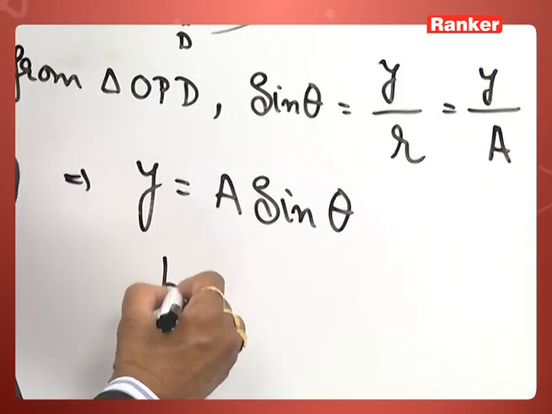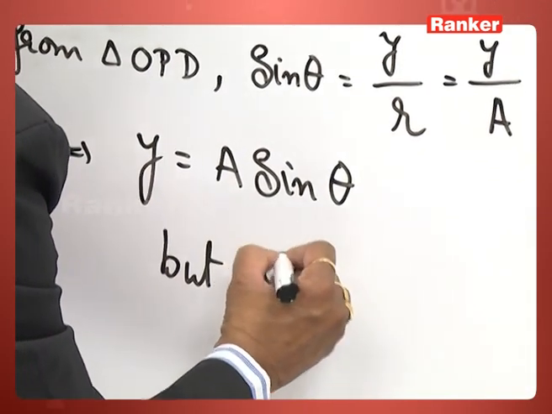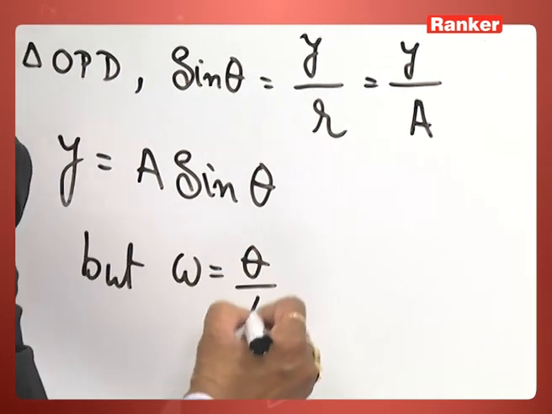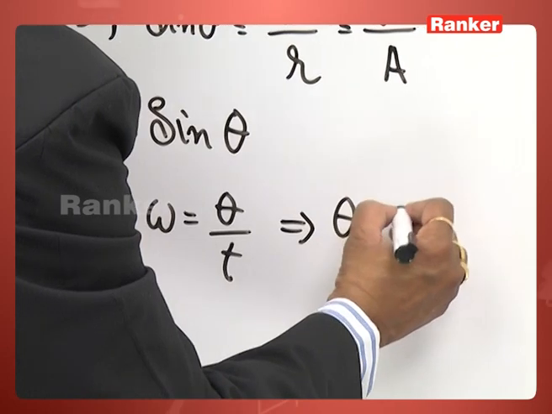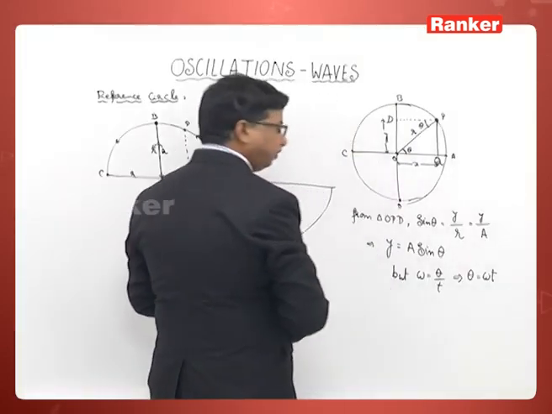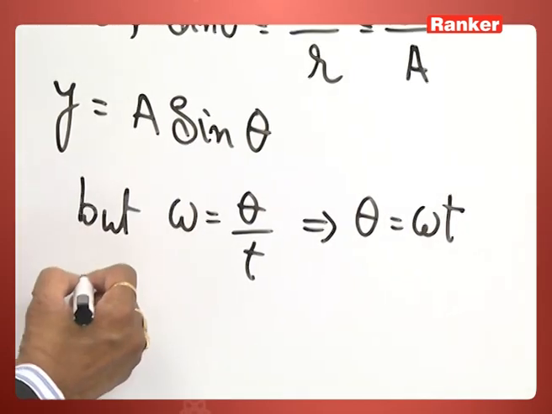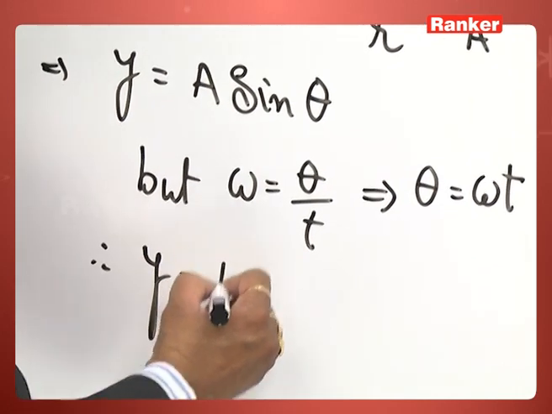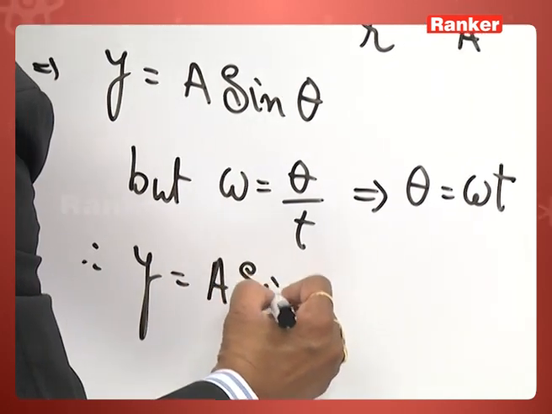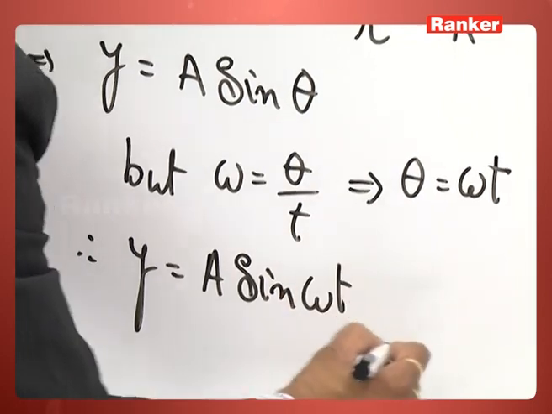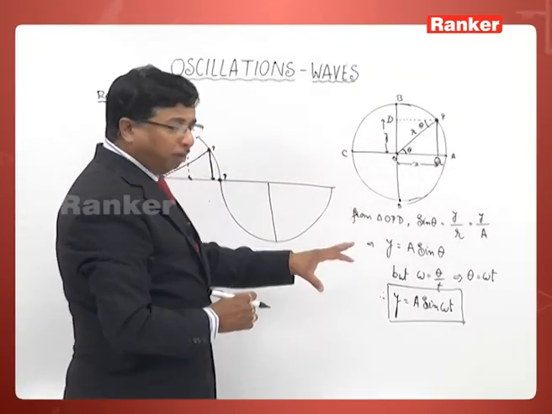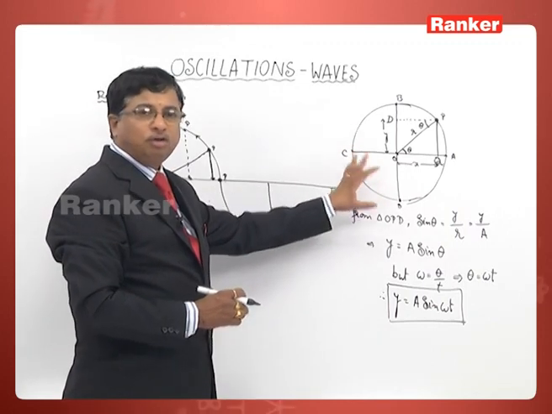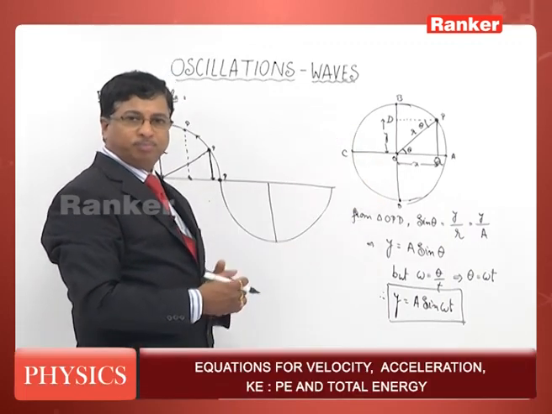But every one of us knows pretty well that omega can be written as theta by t. In other words, I now can write theta as omega t. Therefore, what would be the displacement equation now? y is equal to A sin omega t. That is the equation by means of which we develop the theory related to simple harmonic motion.